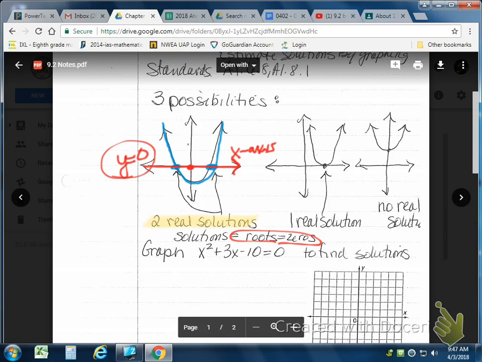So if there's two spots, there's two solutions. This one is kind of weird. It touches just in this one spot right here. It says one solution, but what did I tell you about equations that have a degree of 2? There's two answers. The crazy thing is, when you look at it, you're really only going to answer one answer, because it's the same answer twice.